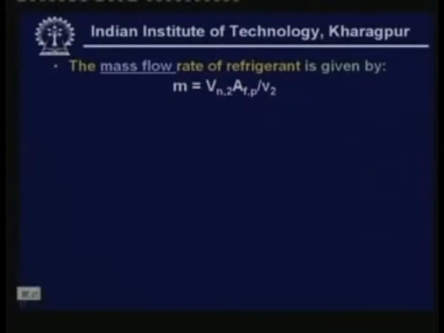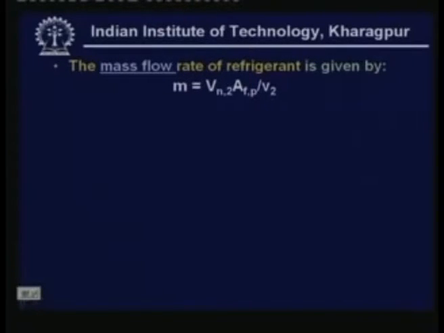The mass flow rate of refrigerant is given by this expression, where m is the mass flow rate, and this is equal to Vn2 into AFP divided by v2, where Vn2, as I have already explained, is the normal component of refrigerant velocity at the exit of the impeller, and AFP is the peripheral flow area, and small v2 is the specific volume of the refrigerant at the exit. So you can see that the mass flow rate depends upon the normal component, area of cross section at the periphery, and the specific volume.